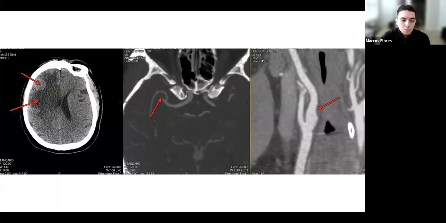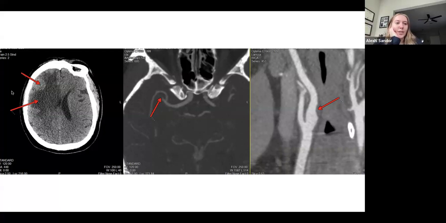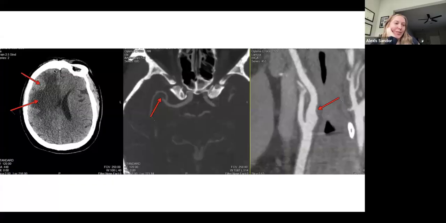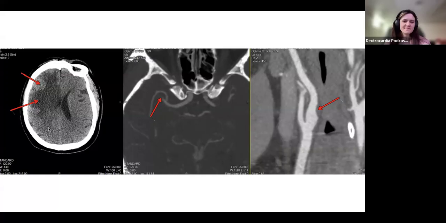So in this case, what can you guys see? It looks like there's a fluid density on the right-hand side of the patient, left-hand side of the image. And you can't see the ventricle. Yeah, it's been a minute for neuro guys.